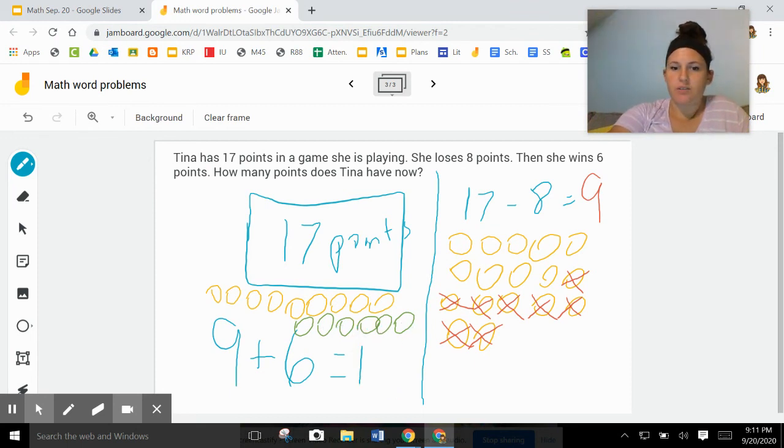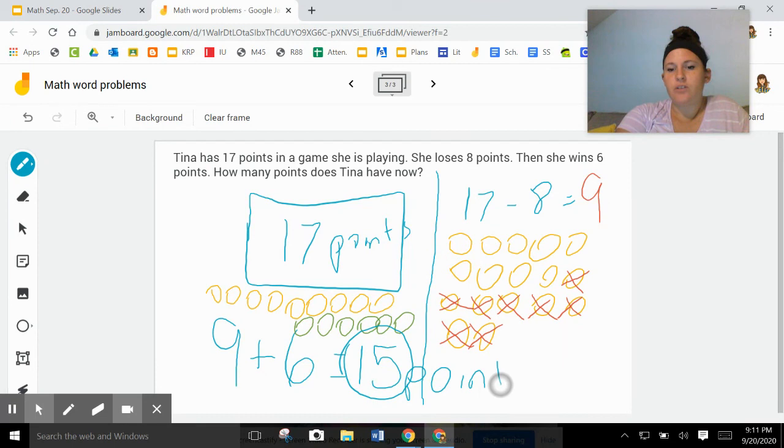So now our friend Tina, after losing those points and breaking, oh, such a broken heart losing all those points, and she gains them back and she's almost back to her original 17 points. Tina, keep playing that game, girl. Keep doing you. Keep working hard, and I bet you'll be back up to that 17 points and maybe even make it up to 20 points. You got this, girl. So how many points does Tina have now? She has 15 points. We got it right down there. We're going to circle it. She has 15 points now.